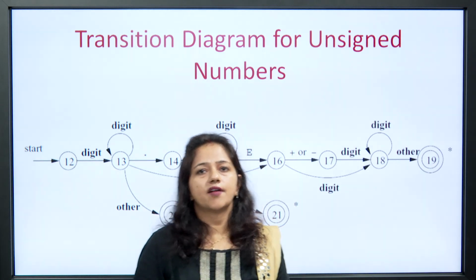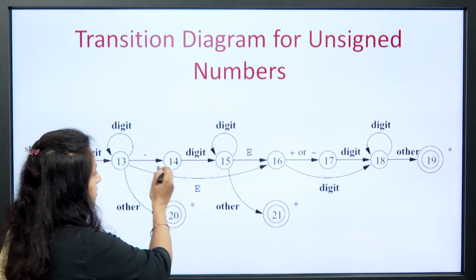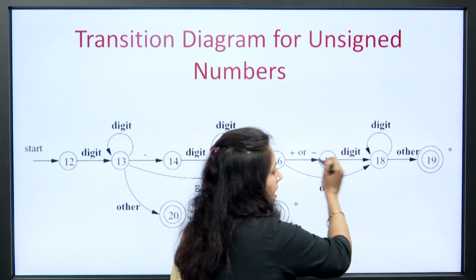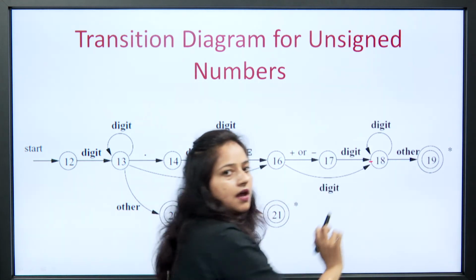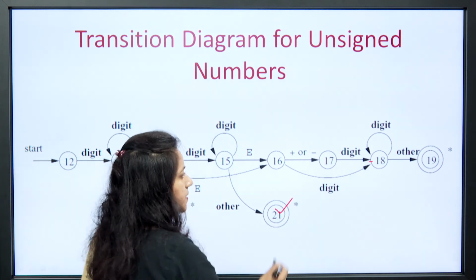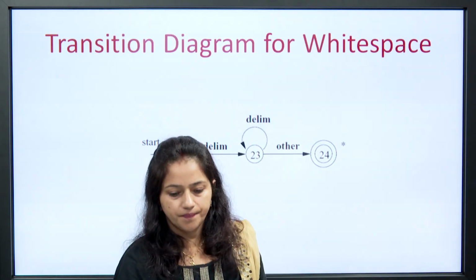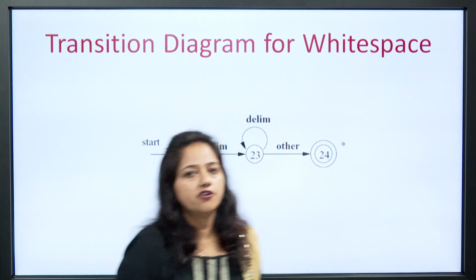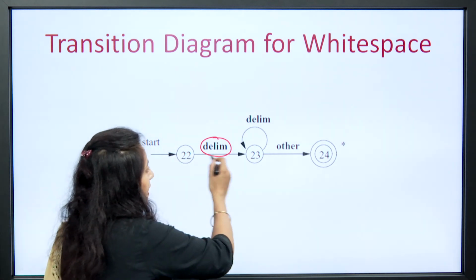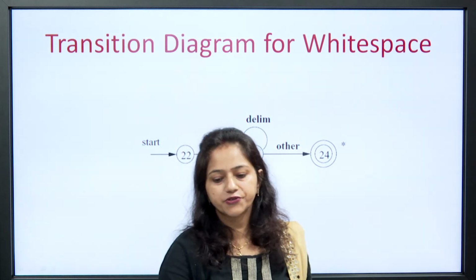Similarly, we can draw the transition diagram for numbers. For example, digits followed by a dot, then digits, then an exponent, then a plus or minus sign, then digits, and then other. From here also we can reach a final state. This can also be a final state, and this can also be a final state. And this is the transition diagram for white spaces, where the delimiter is white space. We may have one or more white spaces. We will reach this state, but no token will be produced here.